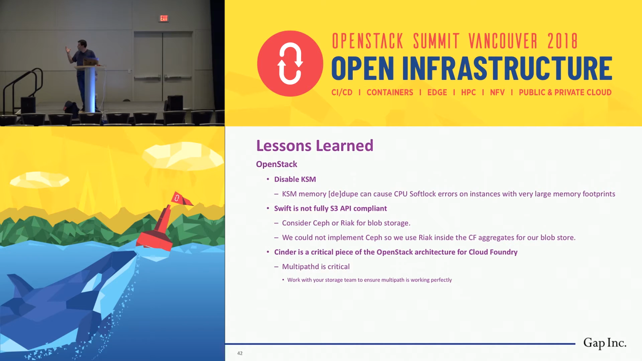Also, when we implemented, I wanted to go with Ceph. I really did. Really wanted to go with Ceph. Couldn't do it. So we ended up going with Swift, and Swift is not fully S3 API compliant. There's some projects in the works, proxy FS and things like that might get us there, but we're not quite there yet. So we couldn't implement Ceph. We needed a blob store that was S3 compliant, so we ended up using Riak.